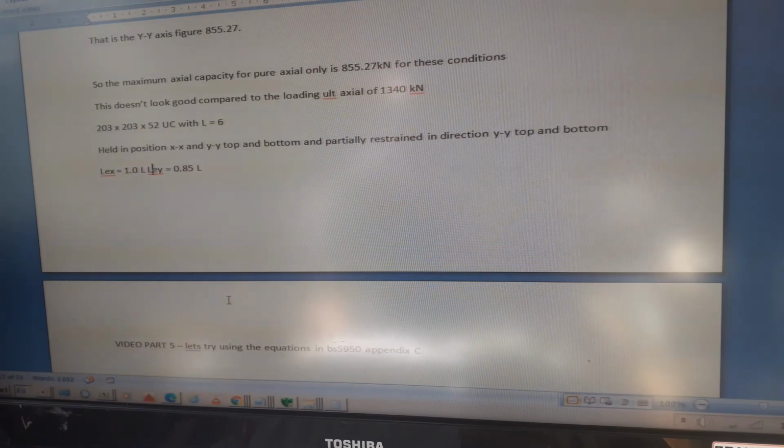So in part, is it part 6? In the next video, we're going to use the equations in BS 5950 Appendix C instead of using the tables. So hopefully you found this little video useful. I found it really useful myself, to be honest, because I haven't really gone over this before that well, and even at uni didn't know that there were equations to use in the appendix. And when you're using software, all this is done automatically, obviously, isn't it? So most people probably don't know this that well.